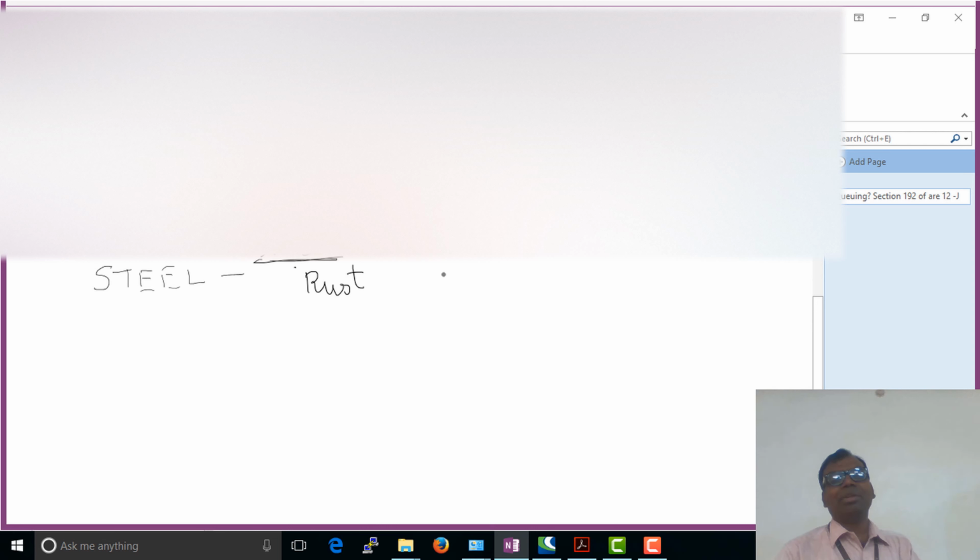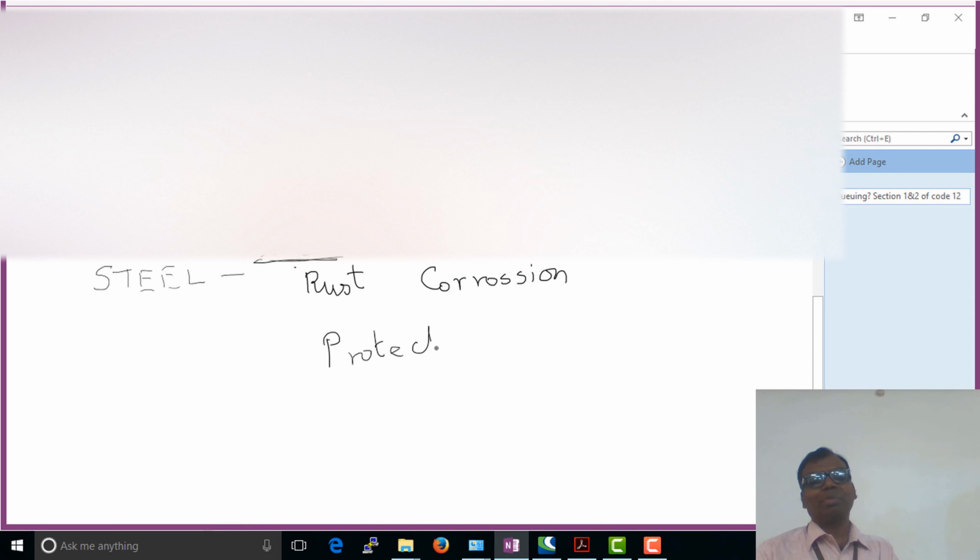So technically you will call this corrosion. Corrosion is a phenomenon which you cannot do anything to arrest. It will happen, so you may have to do some protection. Do you know some of the ways by which you protect steel? Yes, you're right, galvanization.